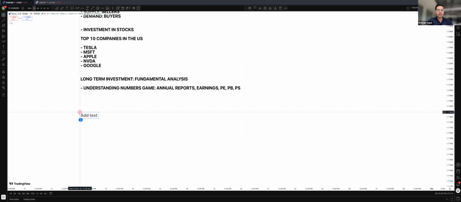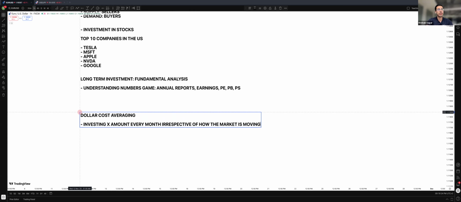Now, how can you do that? There is something called dollar cost averaging. This is a very important thing in investment. It's called dollar cost averaging. What dollar cost averaging is, is investing X amount every month, irrespective of how the market is moving. The amount is fixed. When you do dollar cost averaging, your amount is fixed.